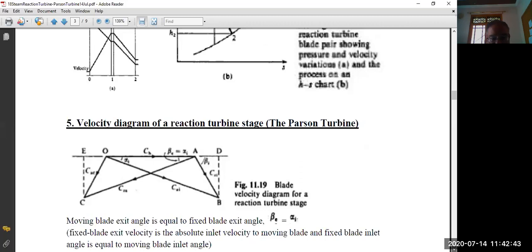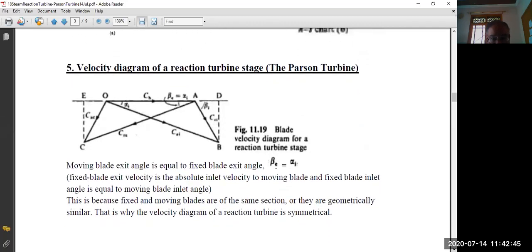Now, velocity diagram of reaction turbine stage, Parsons turbine. So the peculiarity of the Parsons turbine is that it has 50% degree of reaction, and the moving blade exit angle is equal to the fixed blade exit angle. So beta E is equal to alpha I. This is alpha I, this is beta E. So this angle is equal to this, this is alpha I, this is beta E. Beta E and alpha I are the same, so you can see this triangle. This corner of this triangle makes the angle beta E or alpha I, they are the same. So beta E is equal to alpha I.